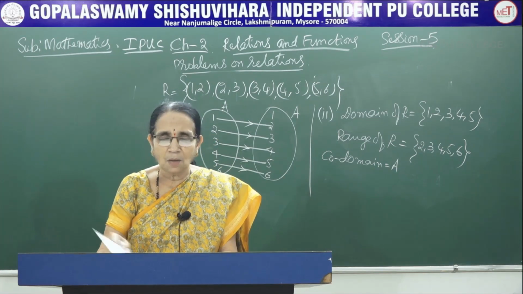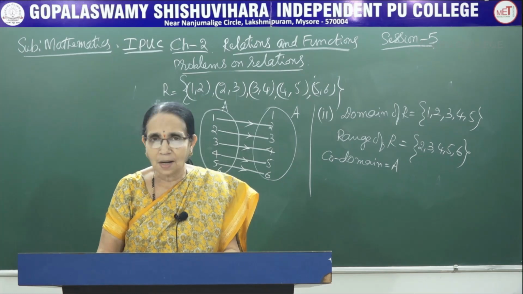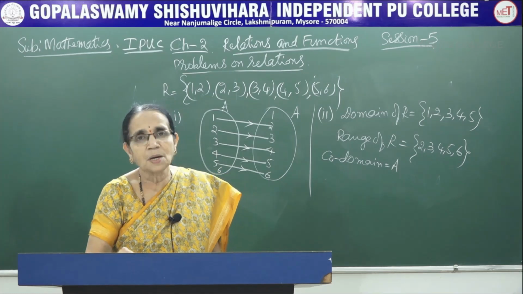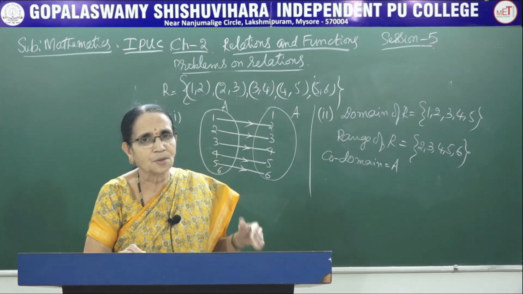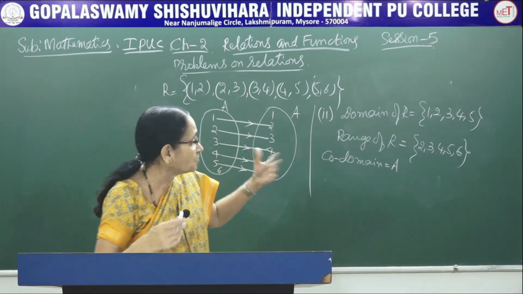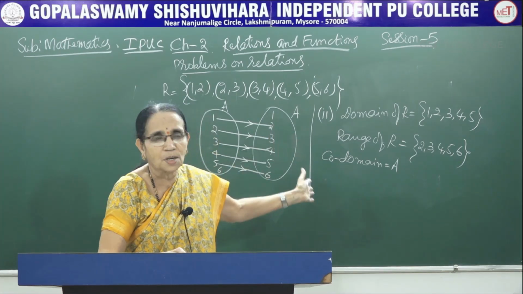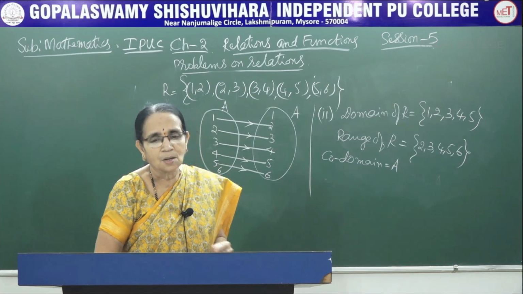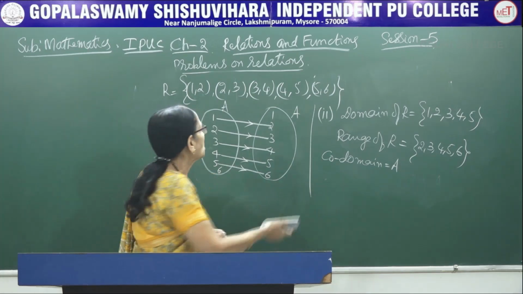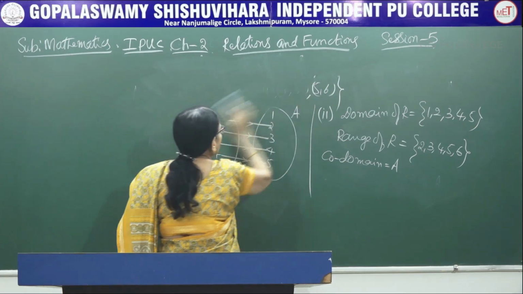So remember always, domain means it is a set of the first elements of the relation. And range means it is a set of the second elements of the ordered pairs of the relation. Codomain is always the whole of the second set. So in this case the second set is also A, so just write it as A. So this is the procedure we adopt to solve the problems. Now let me move on to the next problem.